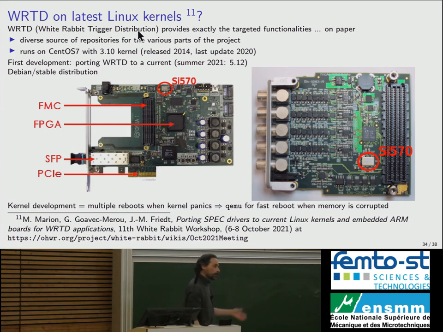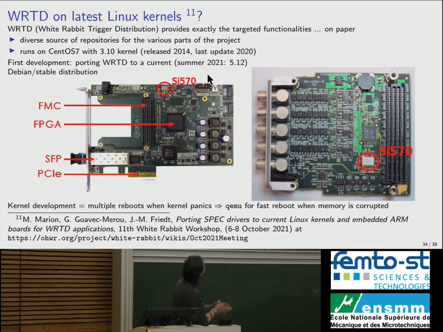They say it's fine for CERN, good for them, but the 3.10 kernel is not supporting the Raspberry Pi. So last summer, Gwen with Matisse have spent a significant amount of time upgrading the drivers from 3.10 to 5.12, which is the current kernel, and now White Rabbit is working on ARM CPU with some of the latest kernels.